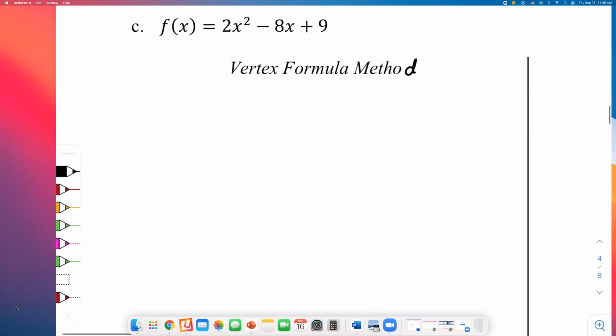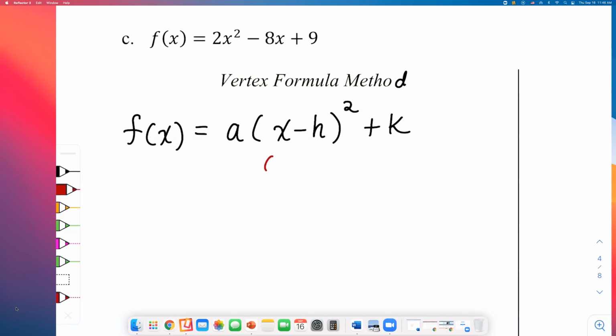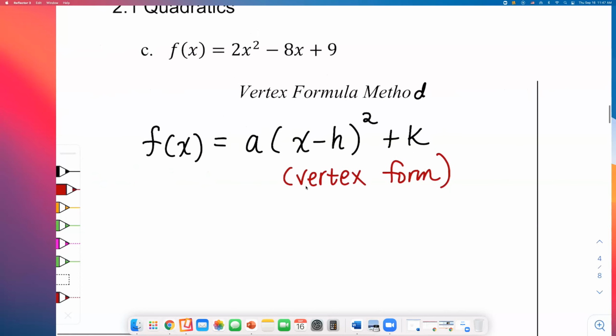To write a function in f of x equals a times x minus h squared plus k form, also known as vertex form, I want to introduce you to two different methods in this class. The one that I prefer is the vertex formula method, because if you want to find the vertex form, it makes sense to find the vertex and then we can just plug them in. Another method is completing the square, which I will show you in another video.